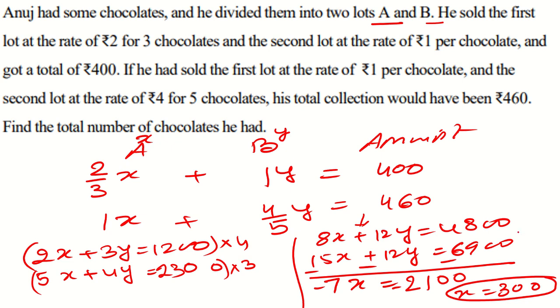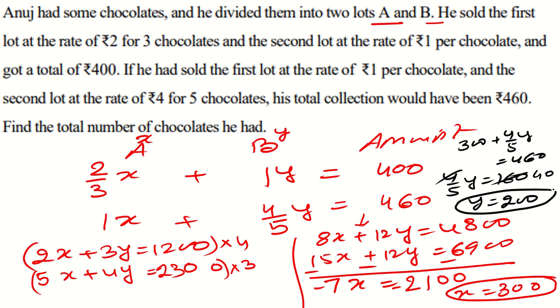Now we got the value of x, so just put it in this equation. What will be the value of y? So 300 plus 4 over 5 y is equal to 460. So 4 over 5 y will be equal to 460 minus 300, which is 160. 4 will cancel, this is 40. So y is equal to 200. So how many chocolates in total does he have? Because they are asking for the total number of chocolates. So x plus y will be equal to 500.